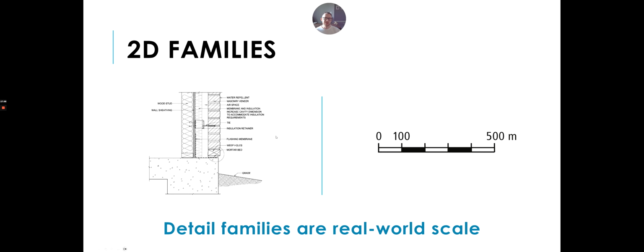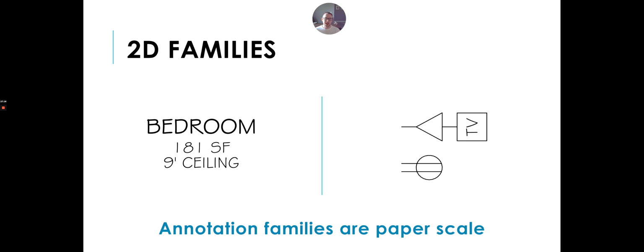So detail families correspond with your model elements. They'll scale the same way your model scales. What throws people off are what are called annotation families, and they're to paper scale. So they will stay the same size no matter what you change your view scale to. These are things like room tags, wall tags, electrical symbols. The north arrow is also not scalable.